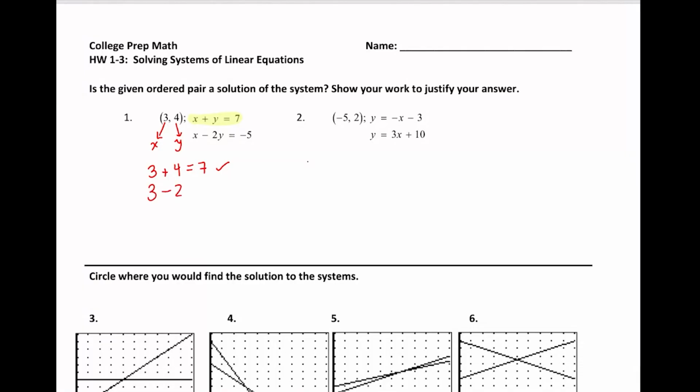3 minus 2 times 4 is negative 5. The first one was pretty obvious, 3 plus 4 equals 7, but I'm going to actually use a calculator here to verify the second one. 3 minus 2 times 4 is negative 5, so that one actually checks out too. So what that means is that (3, 4) is a solution to the system.